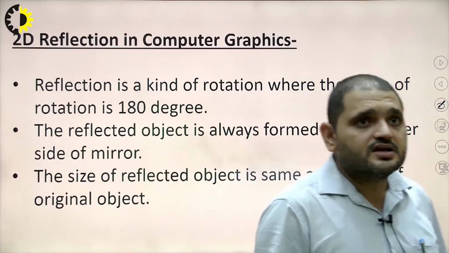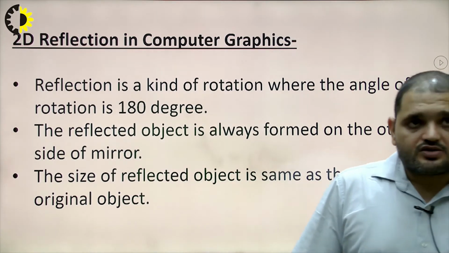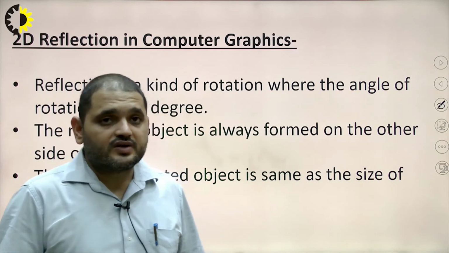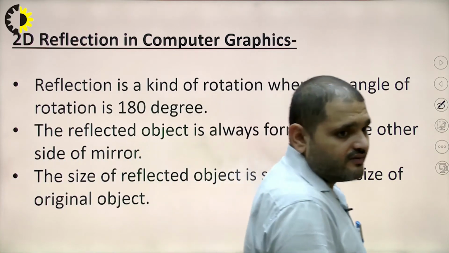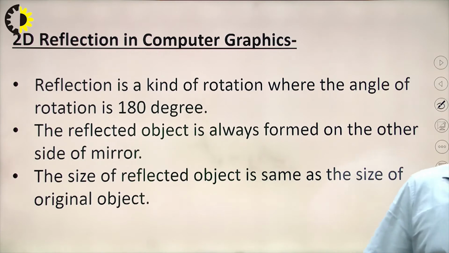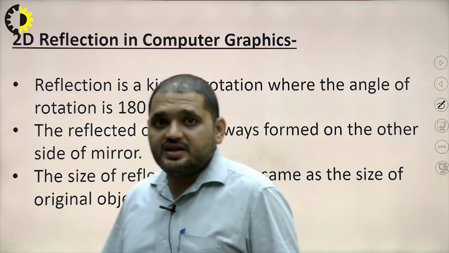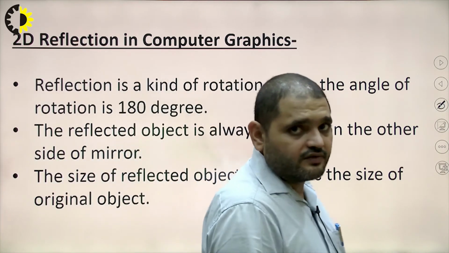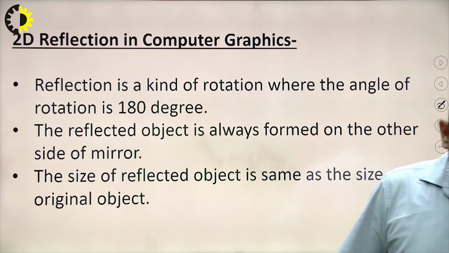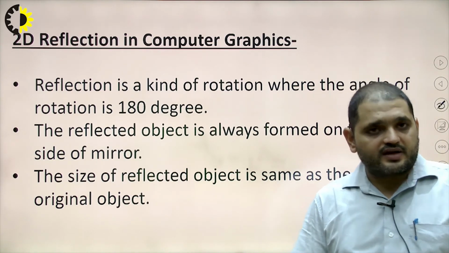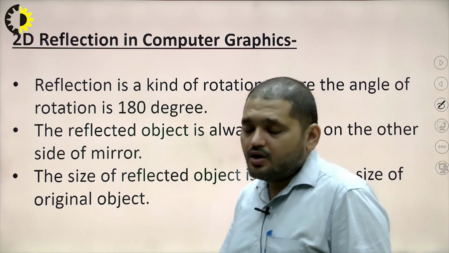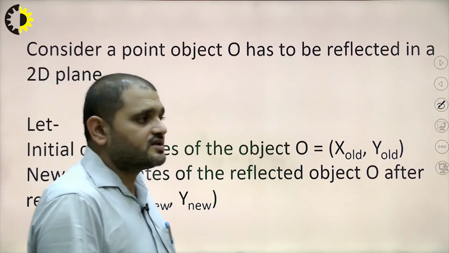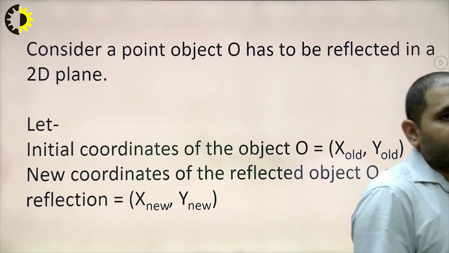Okay, now next is 2D reflection in computer graphics. Reflection is a kind of rotation where the angle of rotation is 180 degrees. That is very conceptual and logical: reflection is nothing but rotating something by 180 degrees, which results in a mirror image, that is a reflection image. The reflected object is always formed on the other side of the mirror. The size of a reflected object is the same as the size of the original object. So the size remains the same, it just creates a mirror image, that is, it is rotated by 180 degrees.